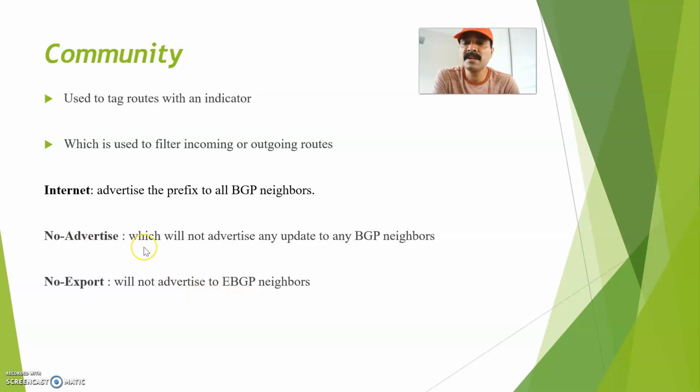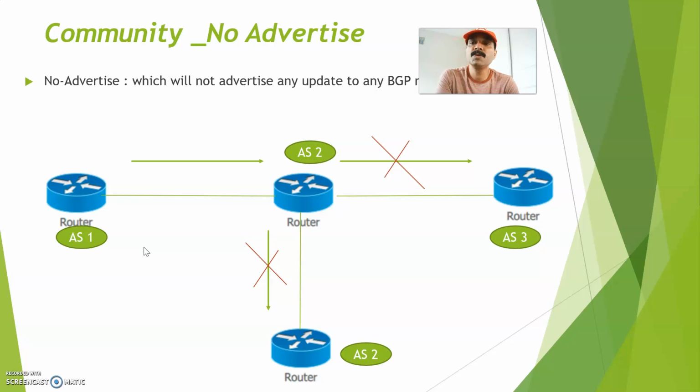So let us discuss the community types. The first one is no-advertise, right? These are the four routers I connected. These two routers are in an IBGP environment, and this router has established an EBGP relationship with this router since both are in different autonomous systems.